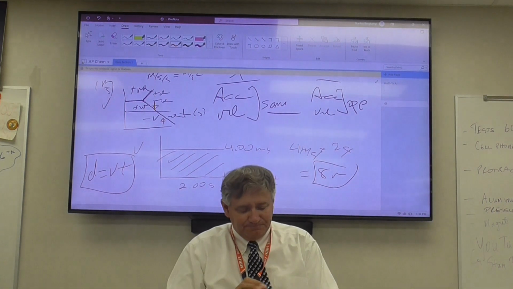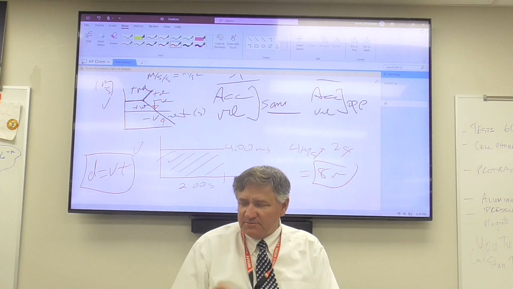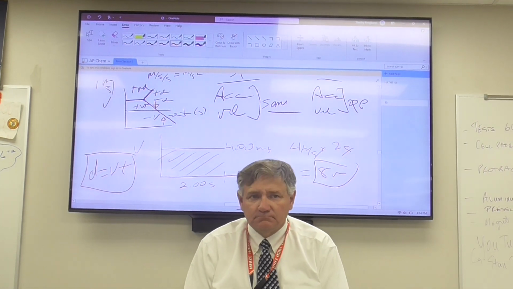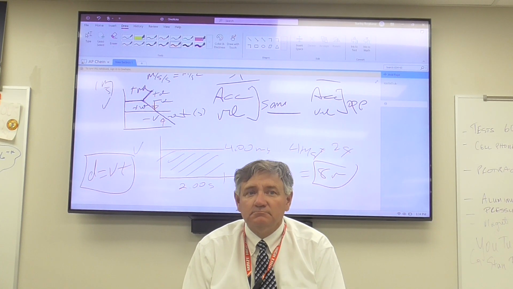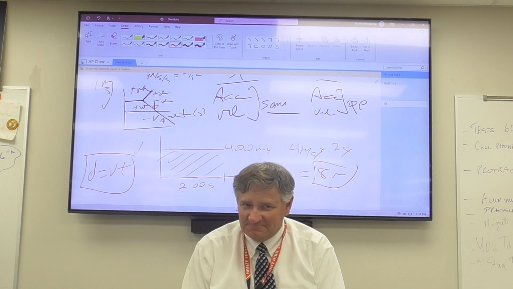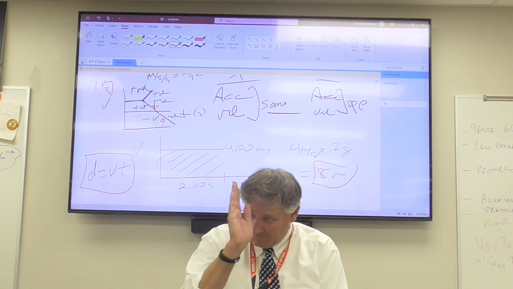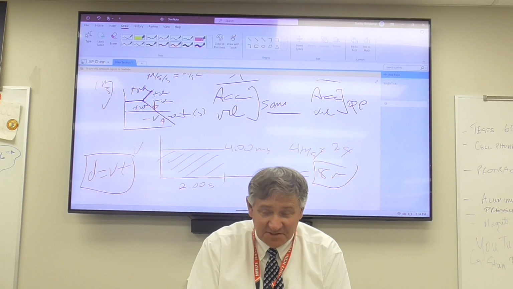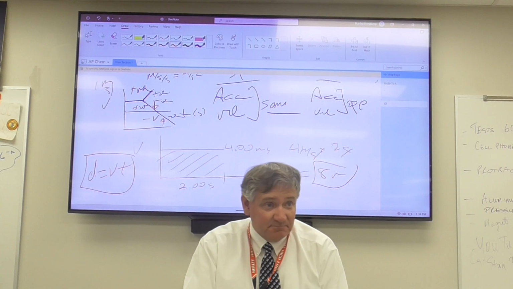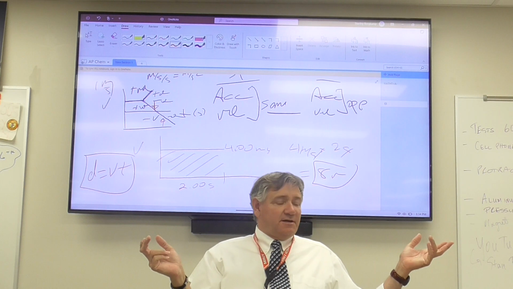True or false? You can change direction with constant velocity. Andrew. True. Really? Yes. Really? If we're in three-dimensional space. What's the rule? Only in one dimension. Then no. No. Because by definition, what do you have to do to change direction? Slow down, stop, speed back up. You can't do that with constant velocity.